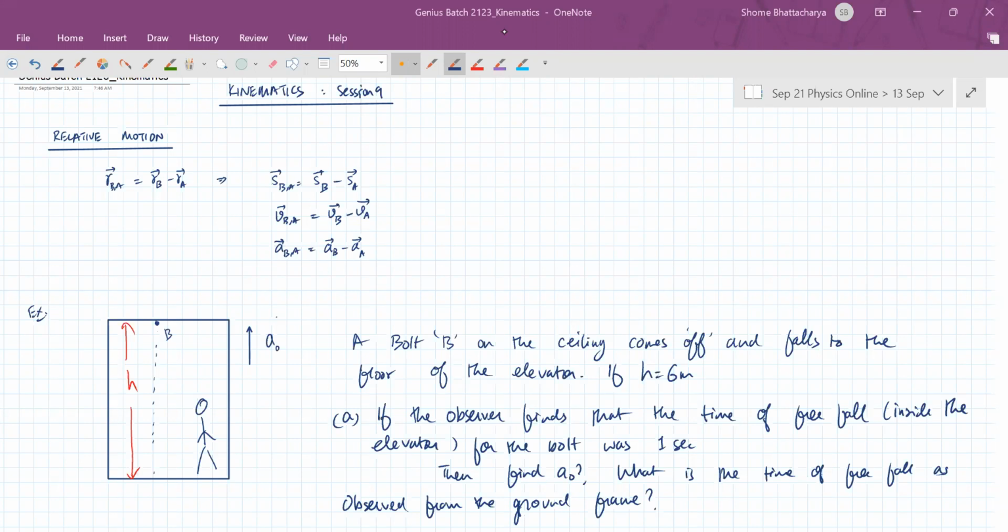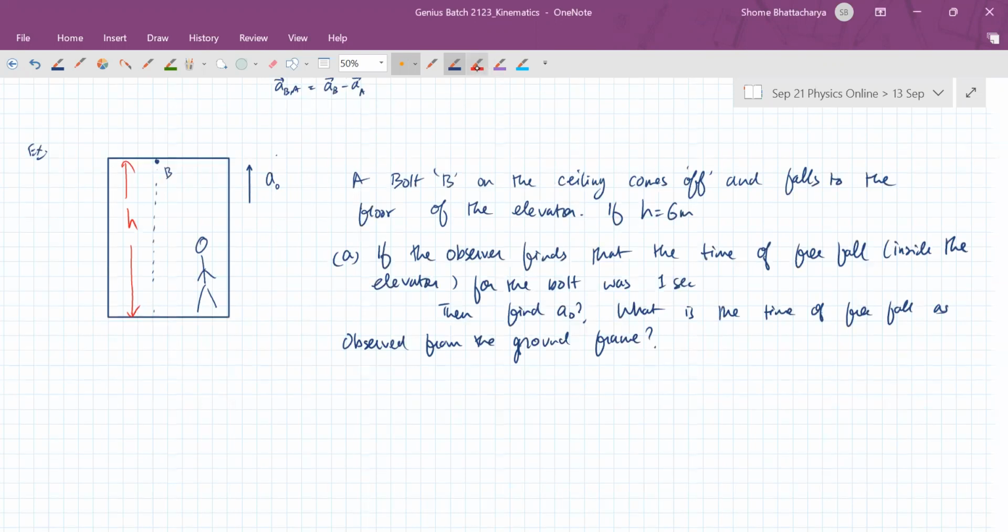Acha, sir, I took the height to be 16 meters. Just a second. Oh, 6 is the height. Actually, I thought 6 was the answer you gave for time. No, sir. So time should be the same, right? Time should be the same. That's correct.